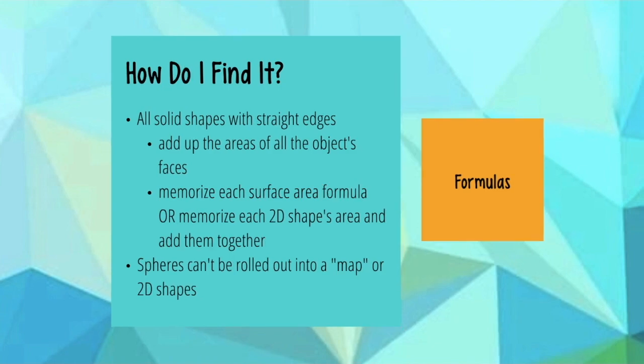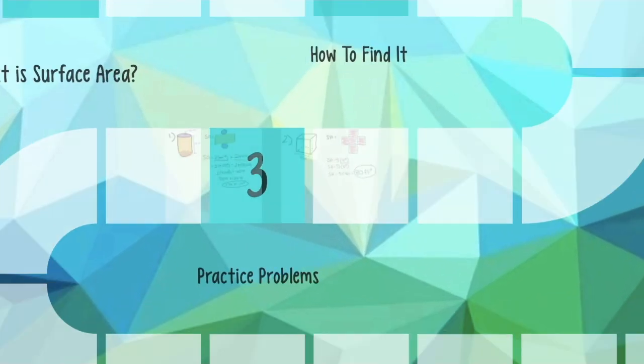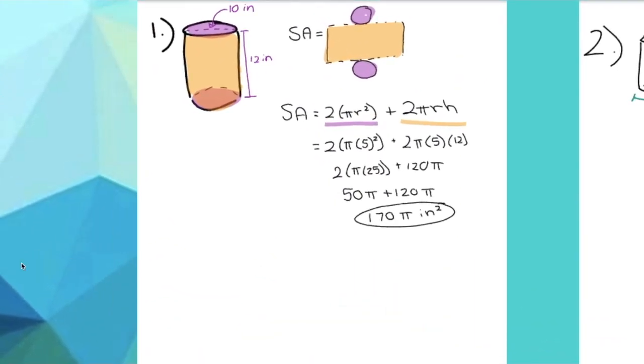Okay, now that we learned the formulas and how to find it, let's look at some specific practice problems. This one right here is a cylinder. If you roll it out into its map shape, you can see that it is made up of 2 identical circles, colored in purple, and a large rectangular body, colored in orange. The area formula for one circle is pi r squared, but because you have 2 of the same circles, you'll multiply that by 2, and you can see that underlined in red.